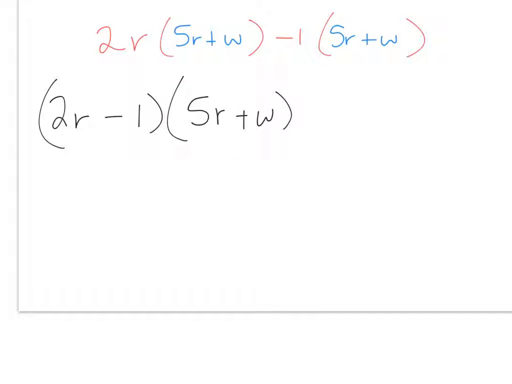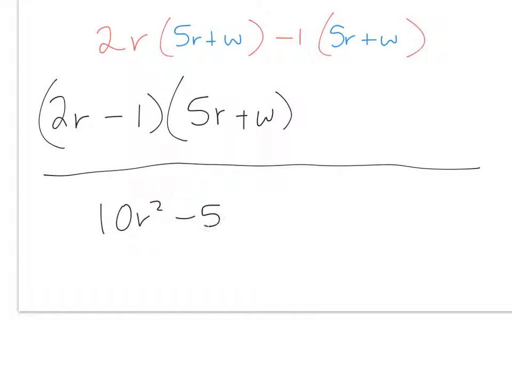Now, what if I had switched the middle terms instead? Let's do this problem again with the middle term switched. So let's try it. We'll see if we get the same answer. 10r squared minus 5r plus 2rw minus w. So I switched up the middle two terms. Now what comes out of the first two terms right here?